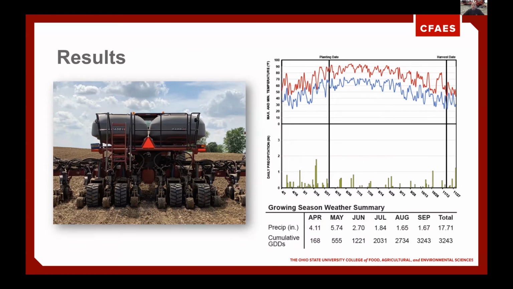When we look at that throughout the growing season, this is the weather map. We did plant this in the first week of June. So from June to when we harvested in November, we had very little rain. We had single digits amount of rain, but yet we did have a decent yield.